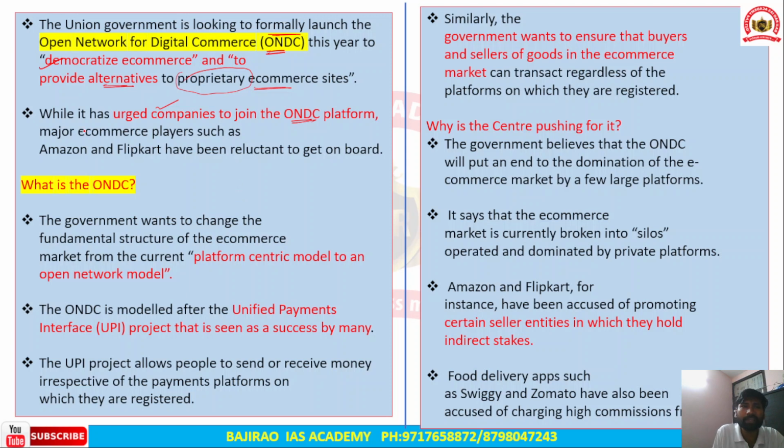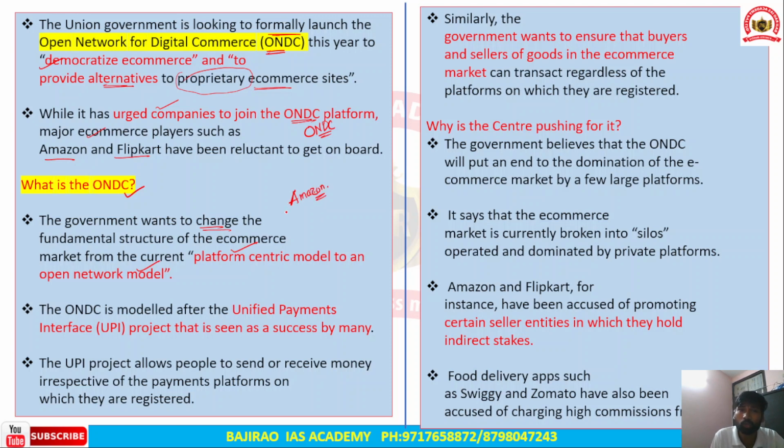However, the major e-commerce platforms like Amazon and Flipkart are reluctant to be part of the Open Network for Digital Commerce. Now understand what it is. The government wants to change the fundamental structure of e-commerce from the platform centric model to an open network model. What is a platform centric model? For example, Amazon is a platform centric model, Flipkart is a platform centric model.